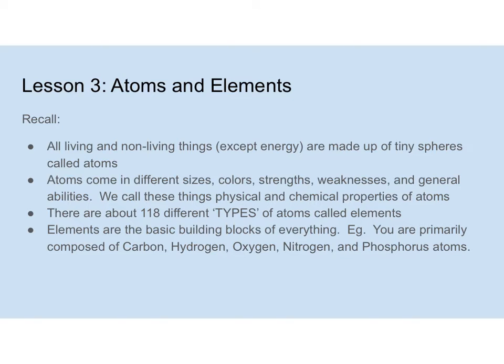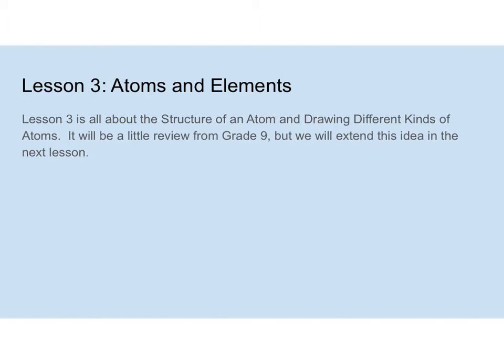Elements and atoms, we often use those words interchangeably, but they are slightly different. Elements are the different kinds, or types, of atoms, so elements are the basic building blocks of everything. If you look at yourself, you're primarily composed of carbon, hydrogen, oxygen, nitrogen, and phosphorus spheres, or atoms. You're just several of these spheres all connected together. Lecture 3 is all about the structure of an atom and drawing different kinds of atoms. It will be a little review from grade 9, but we're going to extend the idea into the next lesson.